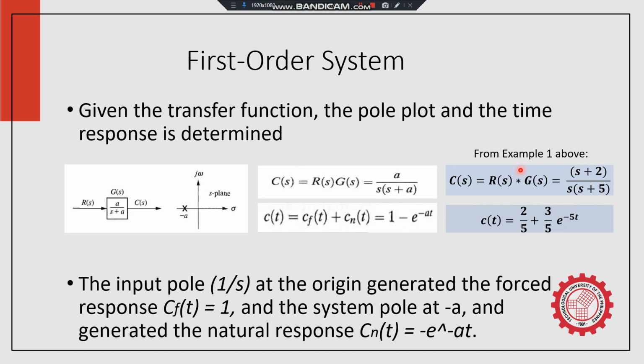I would like to emphasize that our example 1 above is also an example of a first order system. So s plus 2 over s times s plus 5. In this example, we have a zero. But in this example, we don't have a zero value. Only poles.